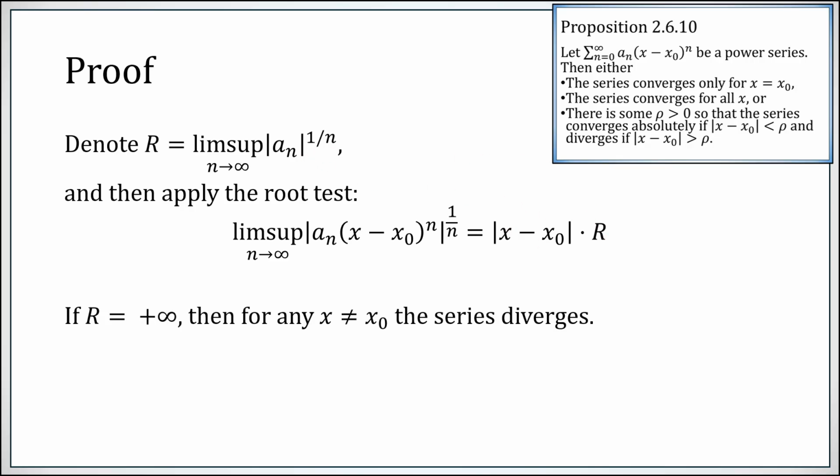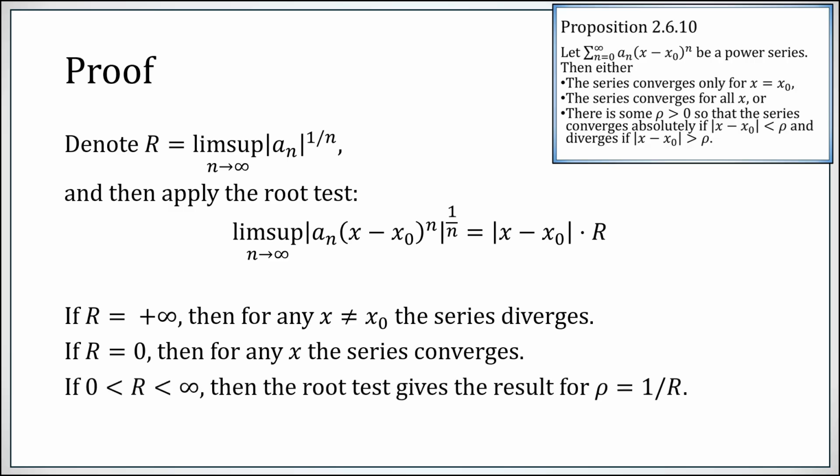If r is plus infinity, then for any value of x other than x naught, you get this lim sup to be plus infinity, so by the root test, the series diverges. If r is equal to 0, it actually doesn't matter what x is. By the root test, the series converges.